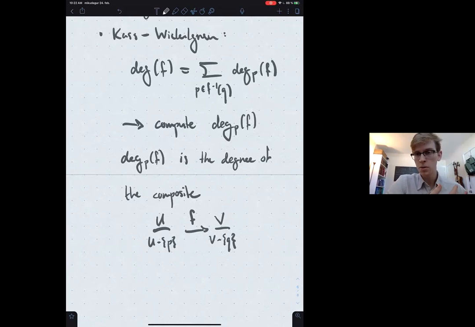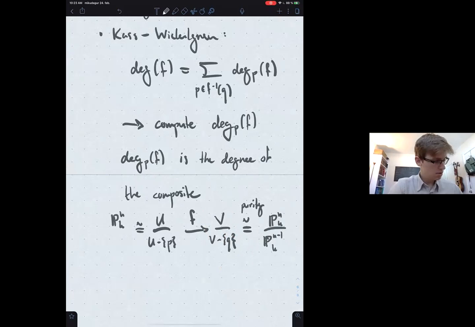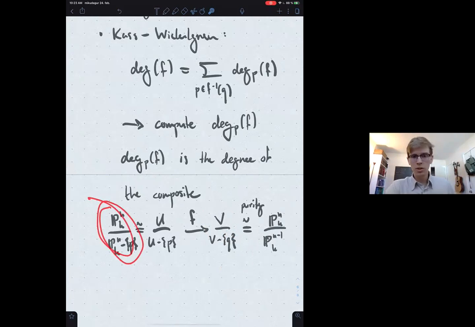But for us, degrees should be maps of spheres. So on this side, we have a nice result that we've assumed Q to be K-rational. I didn't write it down, but we're assuming that. And so we can use a purity isomorphism to write this as a sphere. On the other side, we could use excision, but we don't quite get a sphere yet.